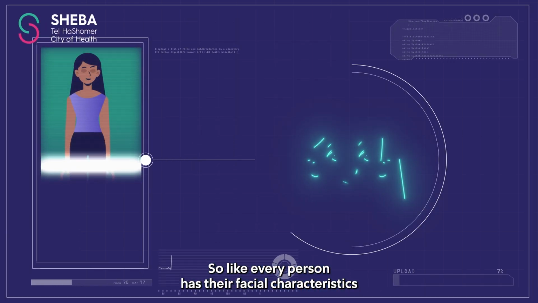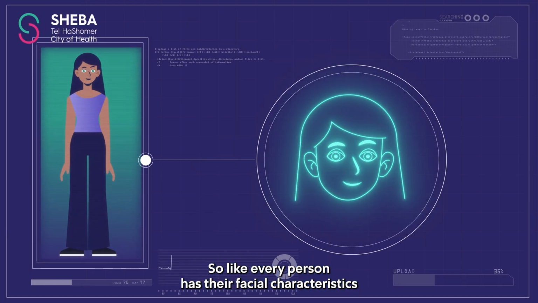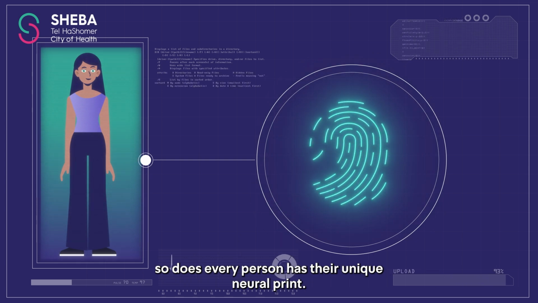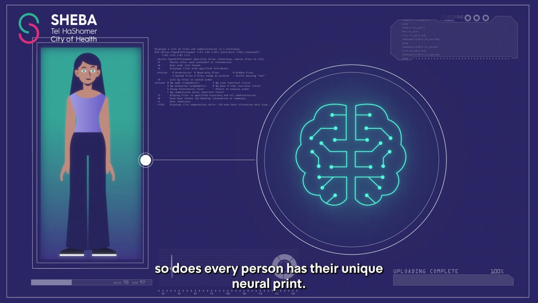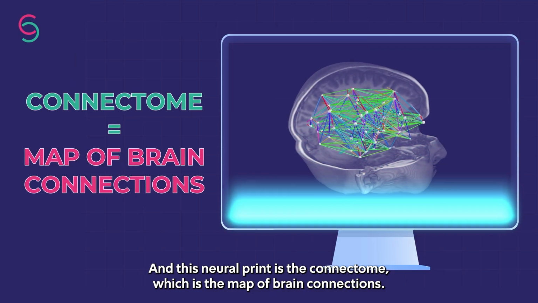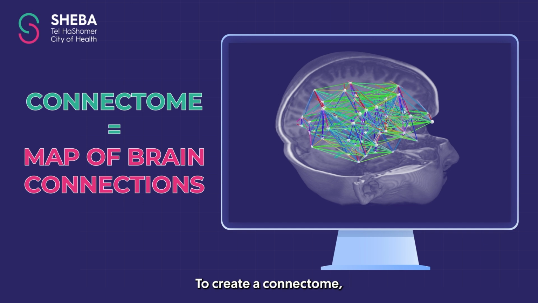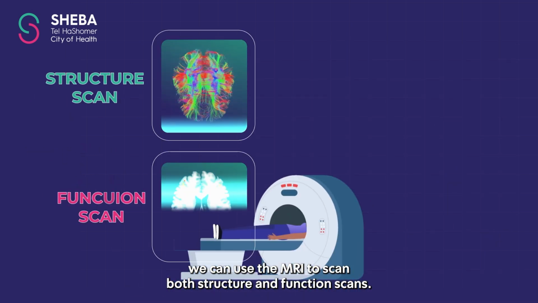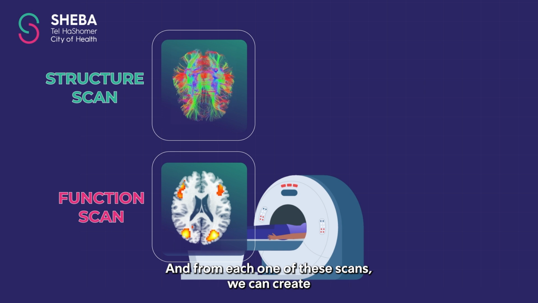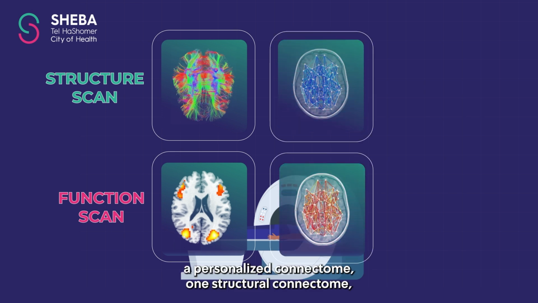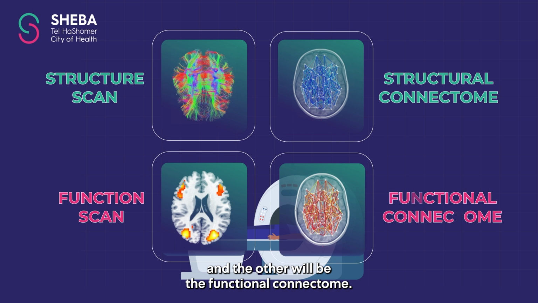Like every person has their facial characteristics and their unique genetics or fingerprints, so does every person have their unique neural print. And this neural print is the connectum, which is the map of brain connections. To create a connectum, we can use the MRI to scan both structure and function scans. And from each one of these scans, we can create a personalized connectum. One structural connectum and the other will be the functional connectum.